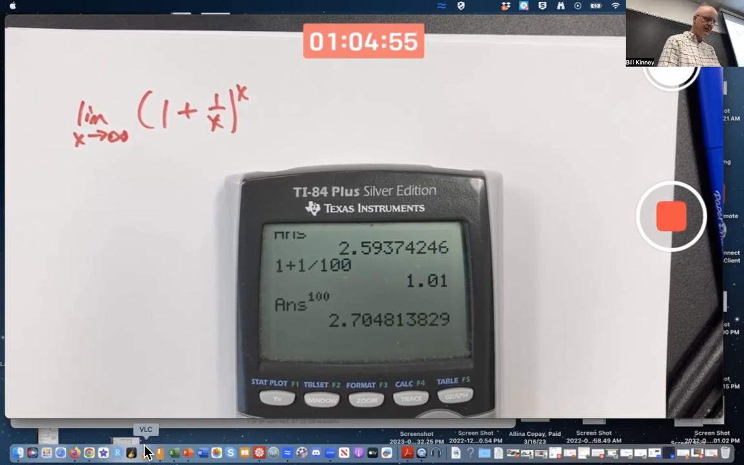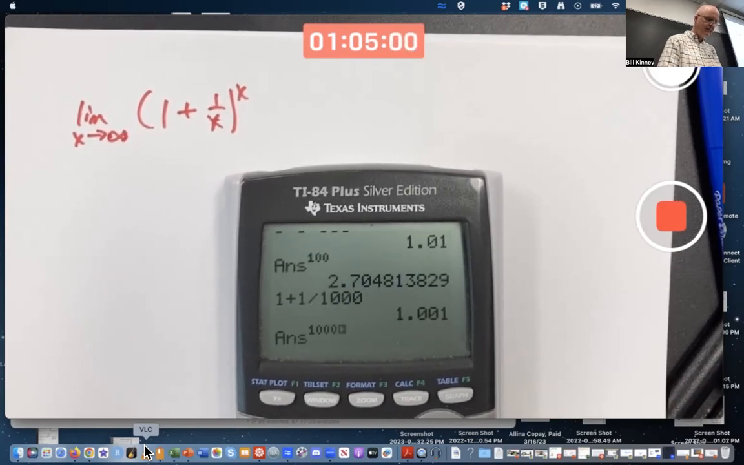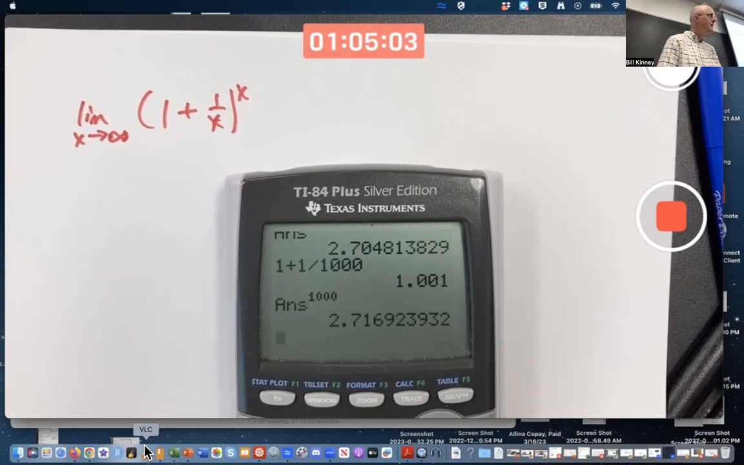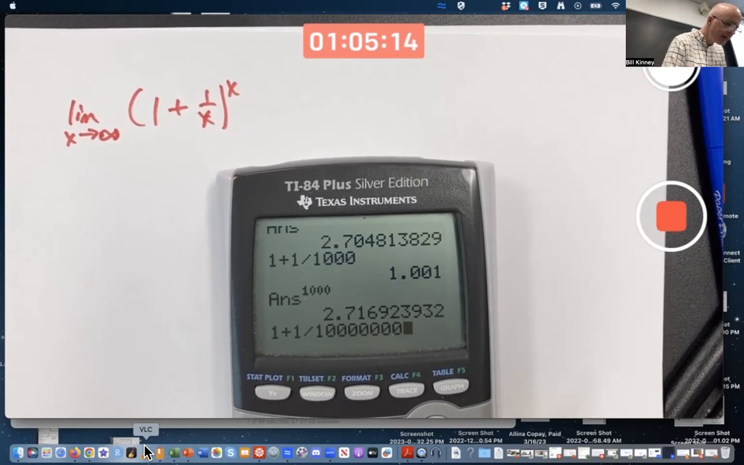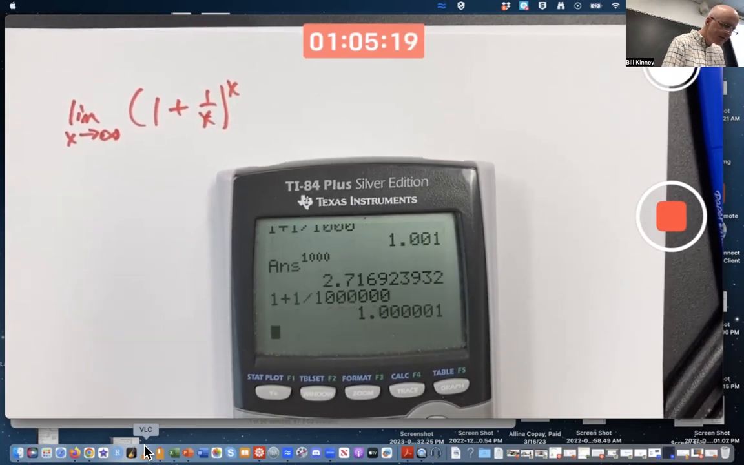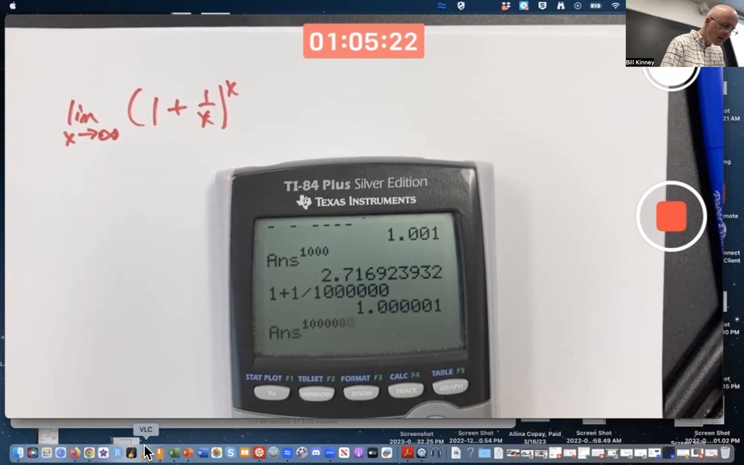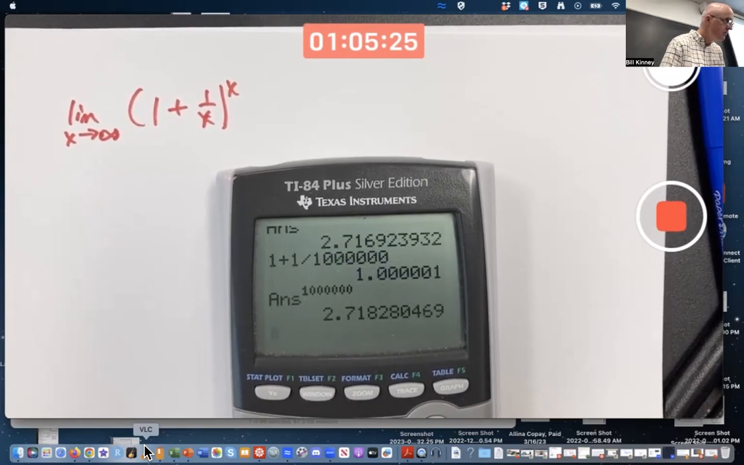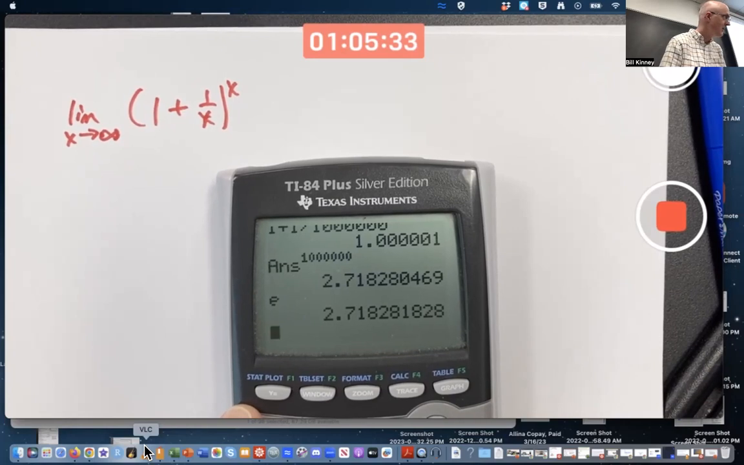Let's try x equals 1,000. 1 plus 1 over 1,000 to the 1,000 power. This number is looking familiar, isn't it? Now 1 plus 1 over 10 million, to the 10 millionth power. You get 2.71828. How's that compare to e? It's almost equal to it.